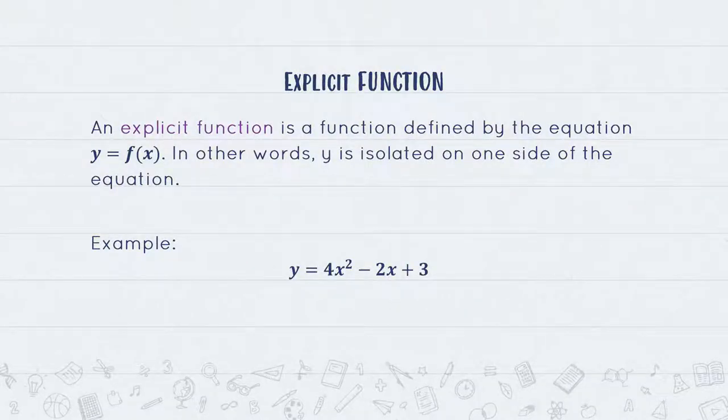So let us define first the explicit function. An explicit function is a function defined by the equation y equals f of x. In other words, y is isolated on one side of the equation. An example of that, we have y equals 4x squared minus 2x plus 3. So the previous examples given in the previous videos about differentiation are explicit functions.